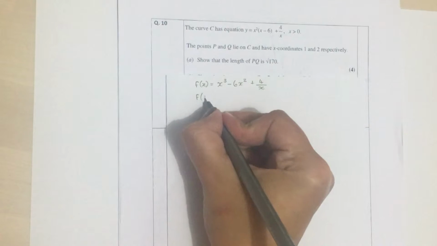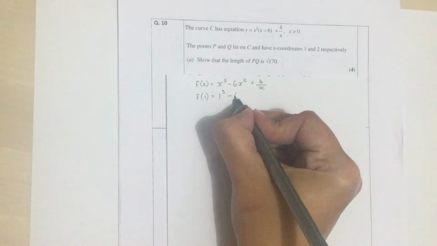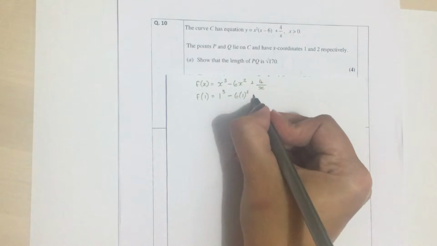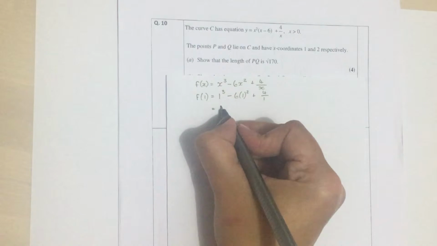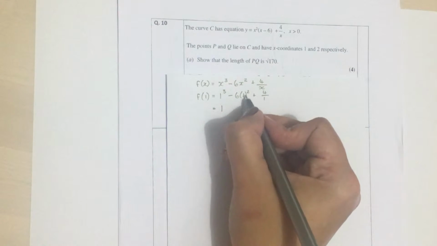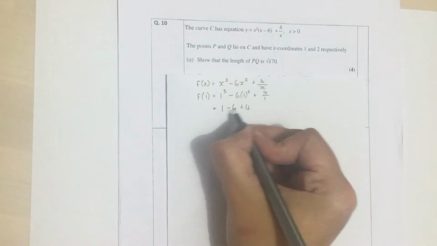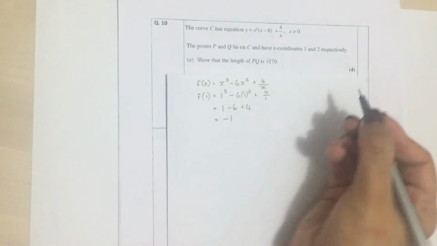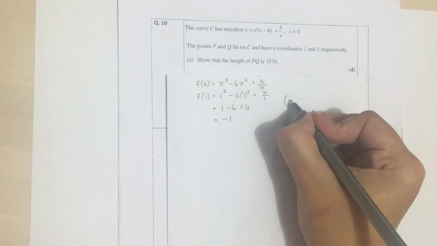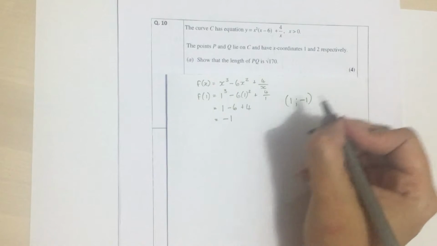So I'm going to substitute a 1 in the place of all the x's. So 1 cubed minus 6 times 1 squared plus 4 over 1. Right, then 1 cubed is 1. 1 squared is 1 times 6 is minus 6, plus 4. And 1 minus 6 is minus 5, plus 4 is negative 1. So our first set of coordinates is, if x is 1, then y would be negative 1.